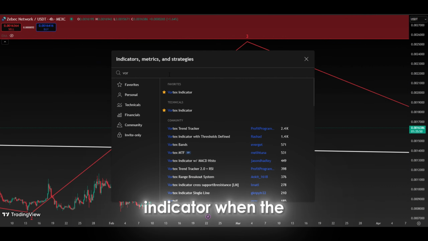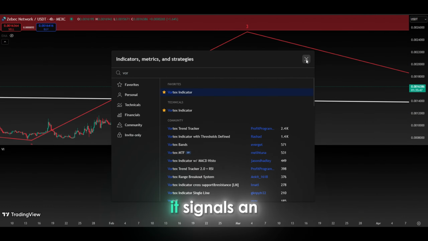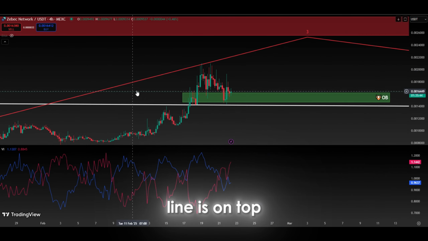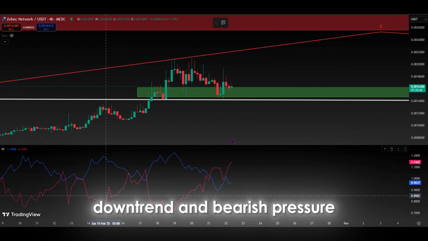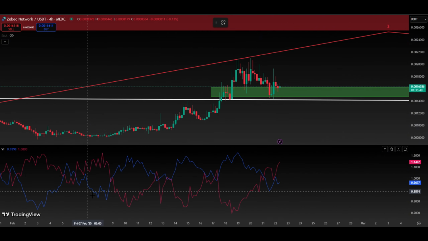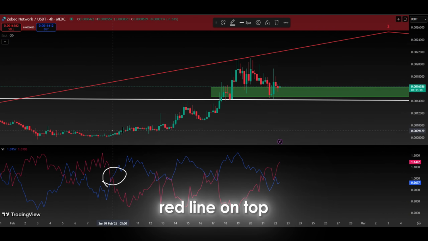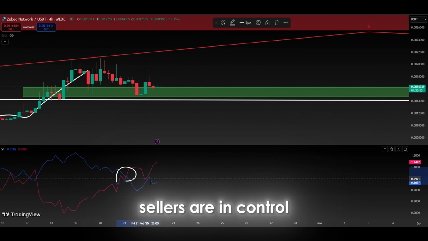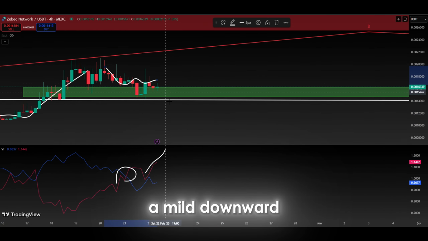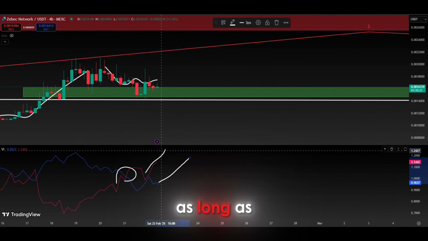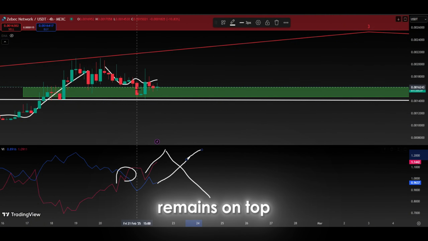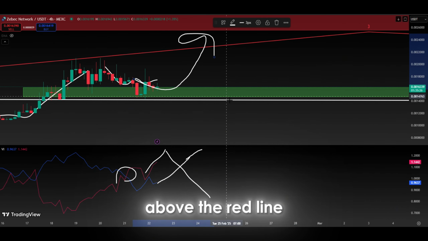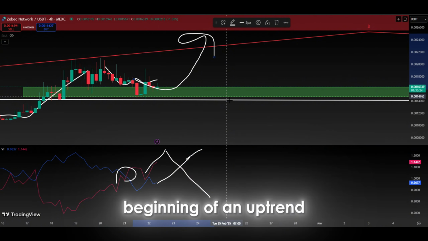In the Vortex indicator, when the blue line is on top, it signals an uptrend and bullish pressure. When the red line is on top, it indicates a downtrend and bearish pressure. Currently, with the red line on top, there is a slight bearish pressure in the market. This shows that sellers are in control and there is a mild downward movement in the price. As long as the red line remains on top, the downtrend may continue. However, if the blue line crosses above the red line, it signals the beginning of an uptrend.